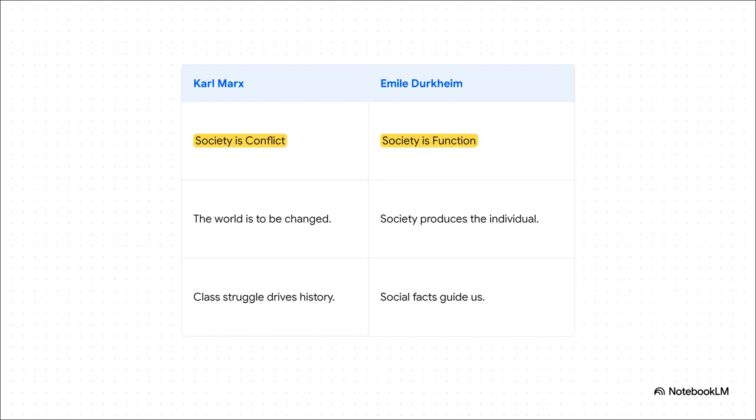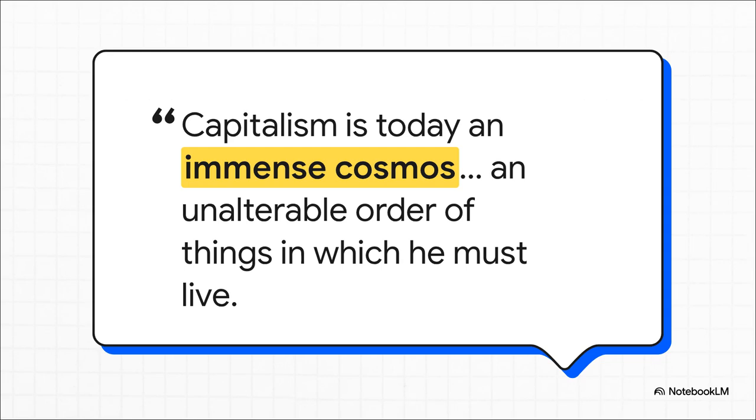He believed society creates us as individuals by teaching us all the shared rules and morals, what he called social facts, that hold the whole thing together. And another sociologist, Max Weber, perfectly captured this feeling. He called capitalism an immense cosmos, an unalterable order. You can almost feel the weight in those words, can't you? It's the structure that's so huge, so powerful, it feels like a law of nature, something outside of us that we're just forced to live by.